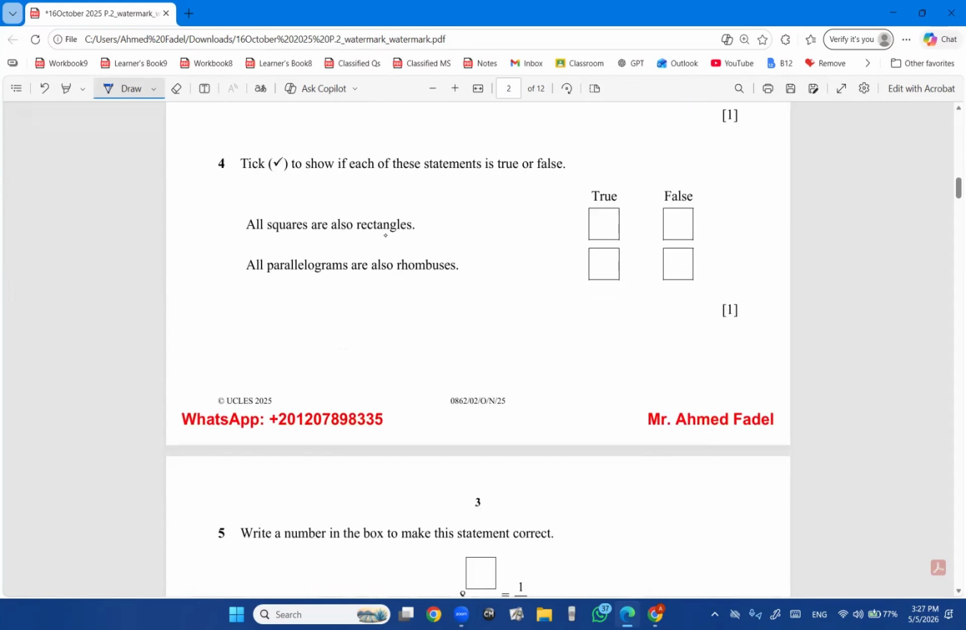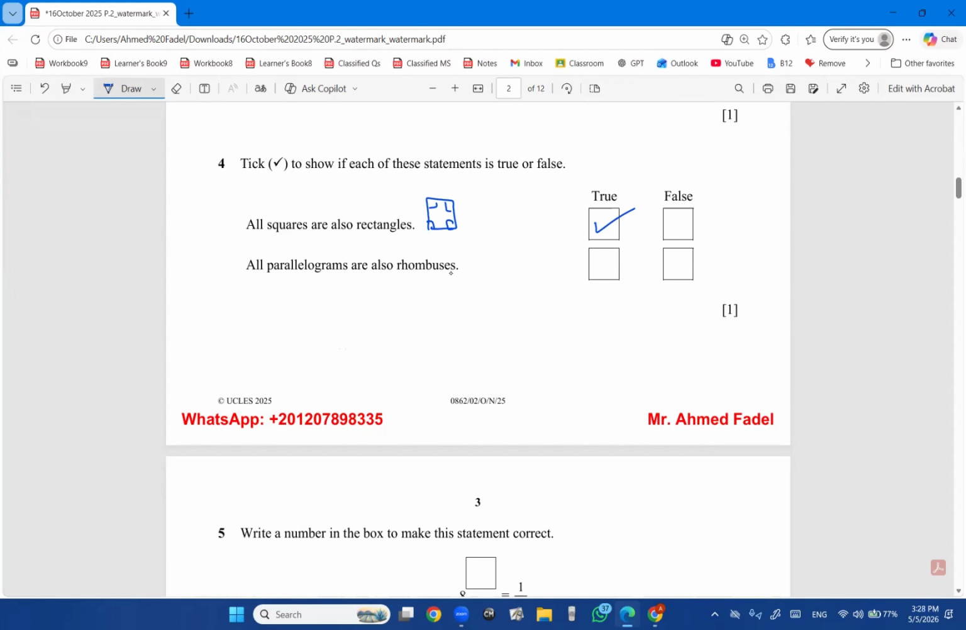All squares are also rectangles. Yes, this is true because all squares have right angles, they have 2 pairs of parallel lines, and they have all the properties of a rectangle, plus that all the 4 sides are equal. So it is a rectangle, yes, plus one more thing, which is all the sides are equal.